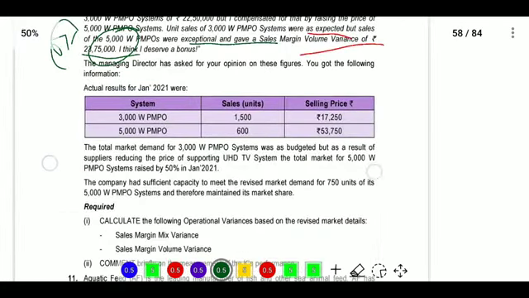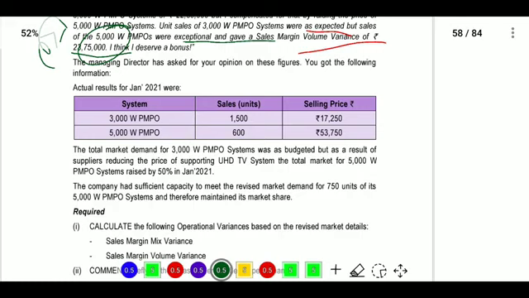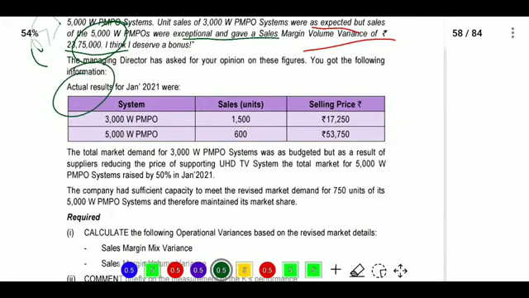Next, as a result, the actual results were provided for January 2021. 3000 PMPO 1500 units, 5000 will be 600, so actual will be 2100, budgeted will be 2000. We require to revise the quantity based on this actual, then we will take the actual revised quantity and budgeted revised quantity, planning and operations, and we will get answers.